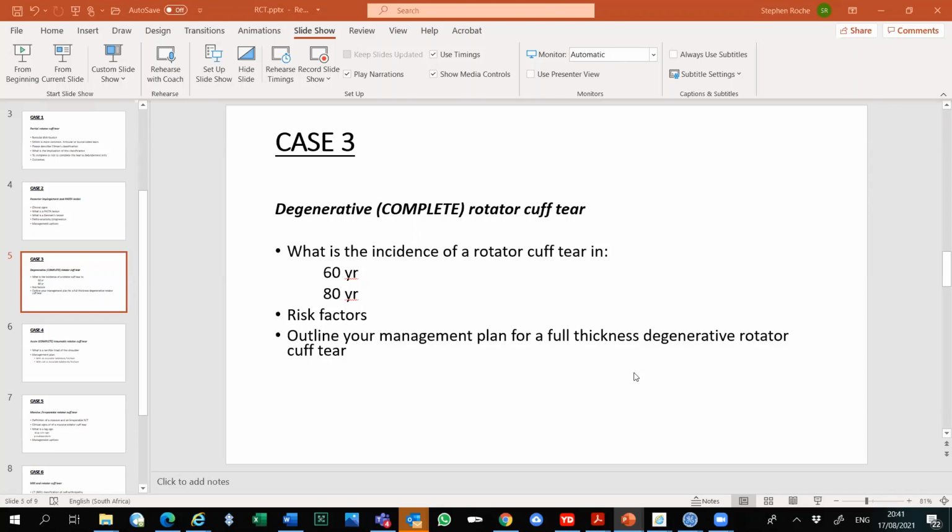Does anybody want to give me a number? I think it's about 40 to 50%, with the full cuff tear. Within 2 years, 50% progress, depending on size. At 22 years, 75% will have cuff tear arthritis on X-ray. So we know it will progress.